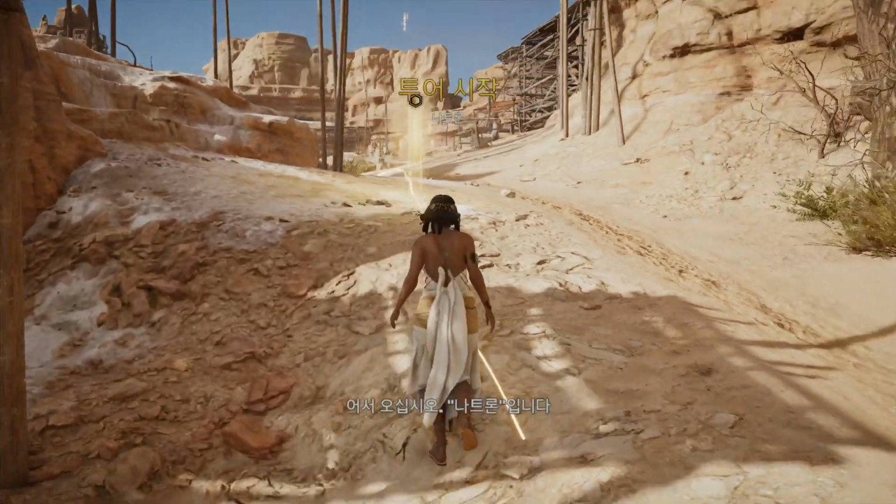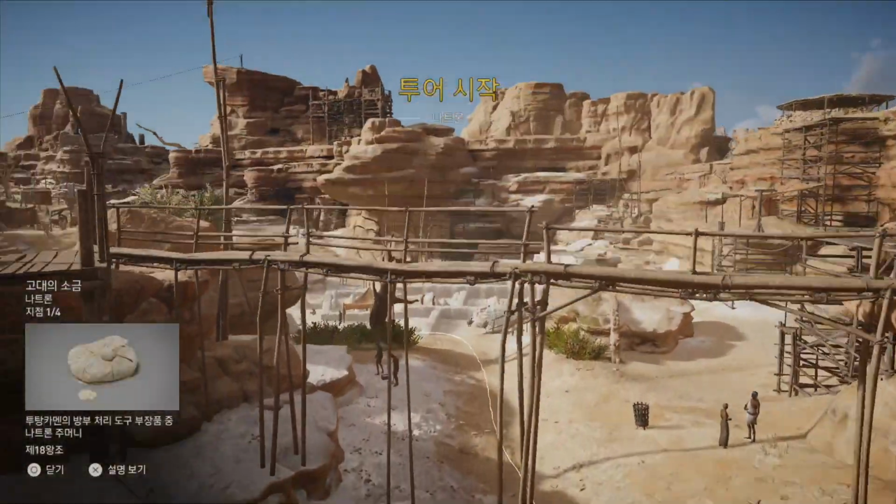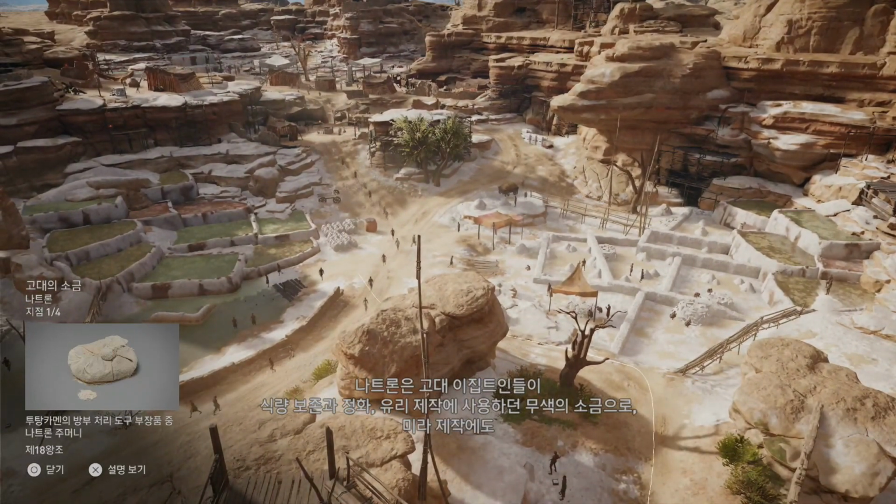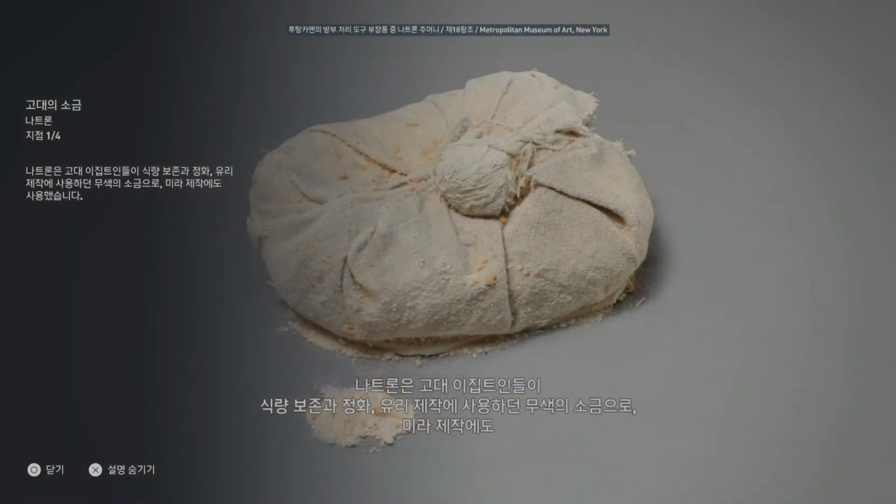Welcome to Natron. Natron is a colorless salt that was used by ancient Egyptians for food preservation, cleansing products, and glassmaking. It was also used in the mummification process.